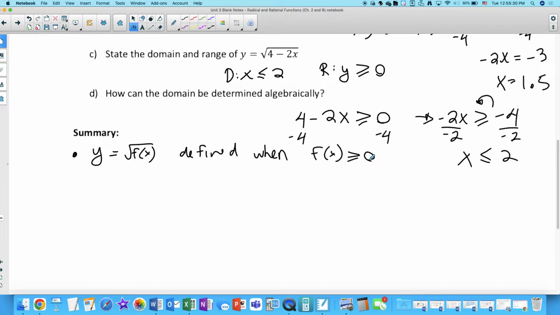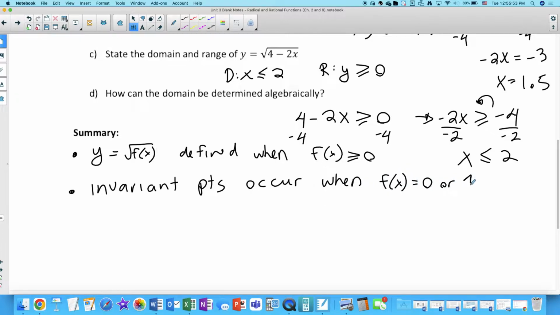The other thing that I want to talk about is the invariant points. Invariant points occur when the function is equal to 0 or 1. Because again, take the square root of 0, you get 0. Take the square root of 1, you get 1.